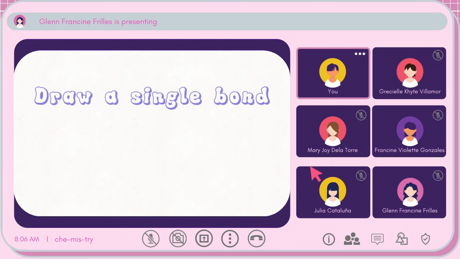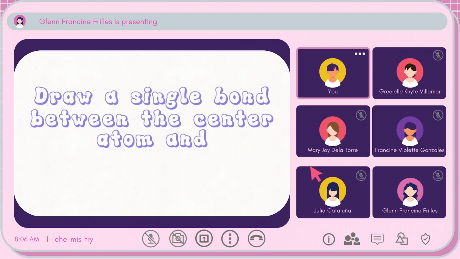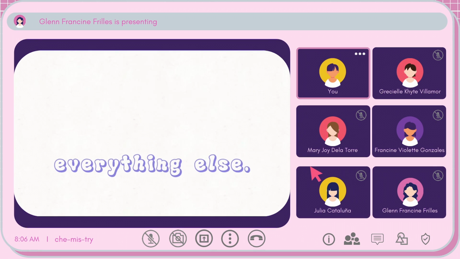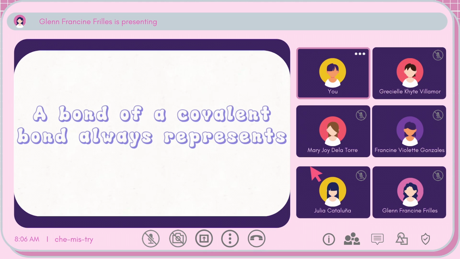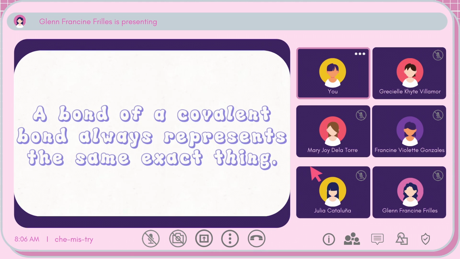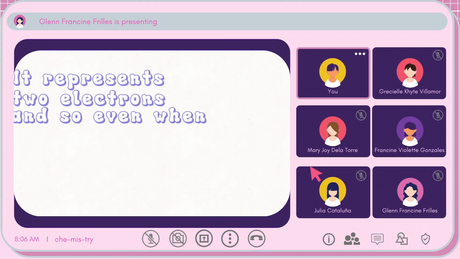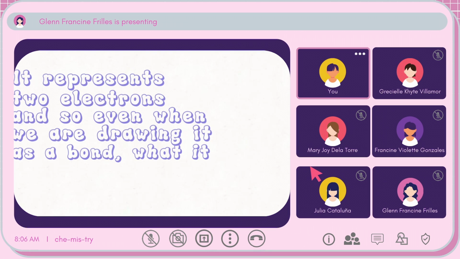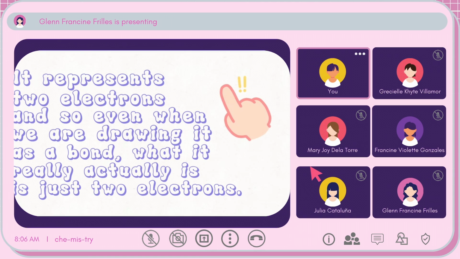Next, draw a single bond between the center atom and everything else. A covalent bond always represents the same exact thing. It represents 2 electrons, and so even when we are drawing it as a bond, what it really is is just 2 electrons. So 1 bond is equal to 2 electrons.